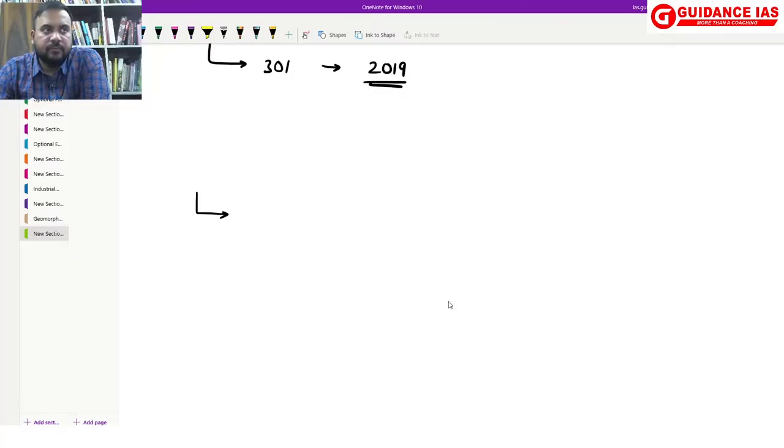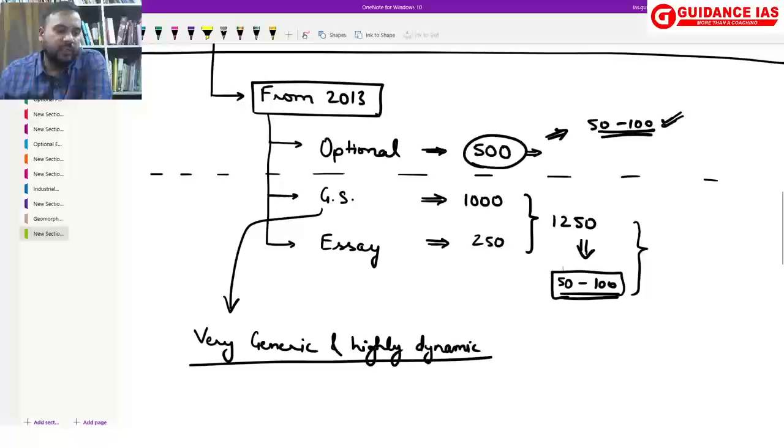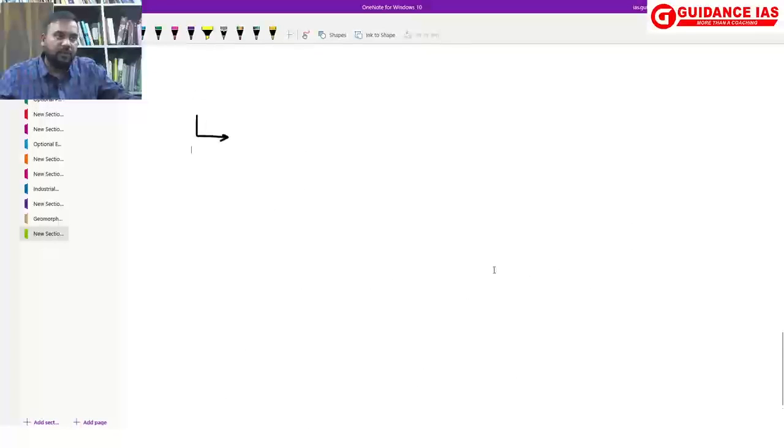ठीक है? I hope I am able to clear this aspect which I was talking about, this 50 to 100 and 50 to 100. Tell me. Yes or no? ठीक है? Now, in this sense, what becomes very crucial, as I said, is choosing the right optionals.